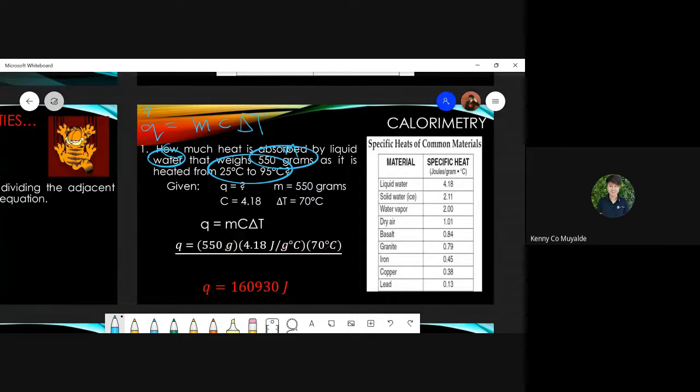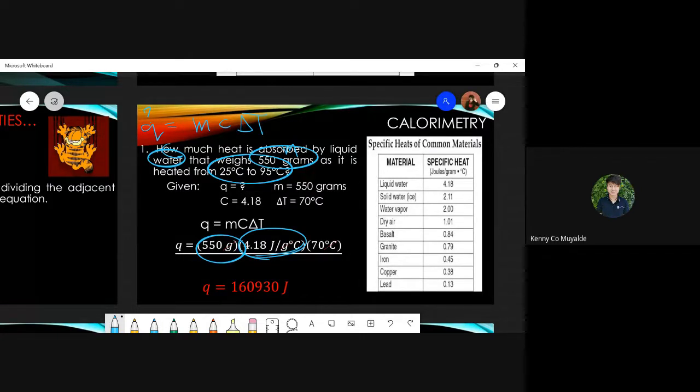So since heat ang nawawala, our formula will remain as is. We are only going to have to multiply mass with specific heat and the change in temperature. The mass is 550 grams. The specific heat for liquid water, we have to specify kung anong phase siya kasi magkakaiba sila ng specific heat according to their phase. Liquid water is 4.18. Solid water or ice is 2.11. Water vapor or gaseous water is 2. So since dito ay liquid water, ang kukunin natin ay yung 4.18 joules.